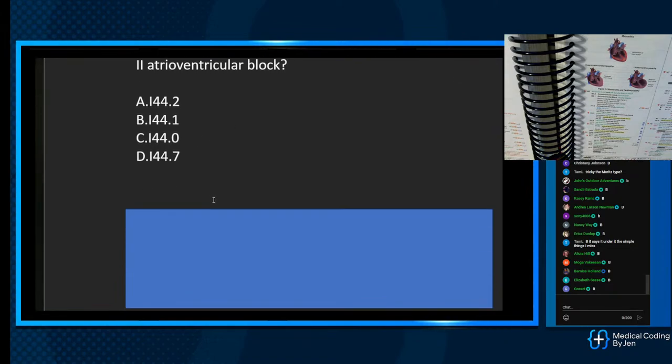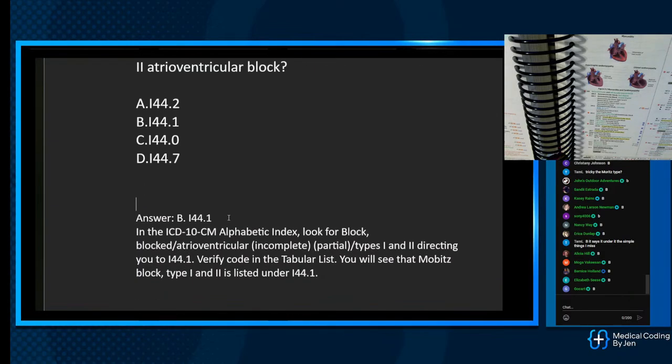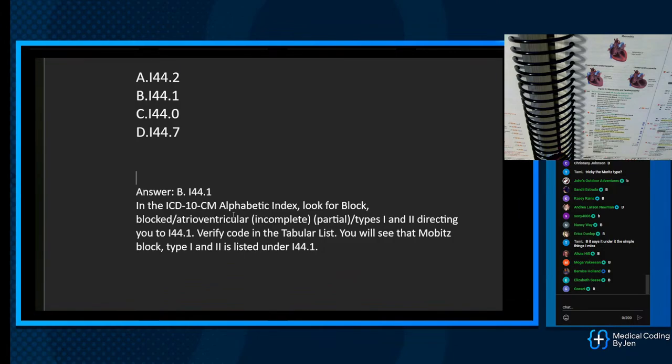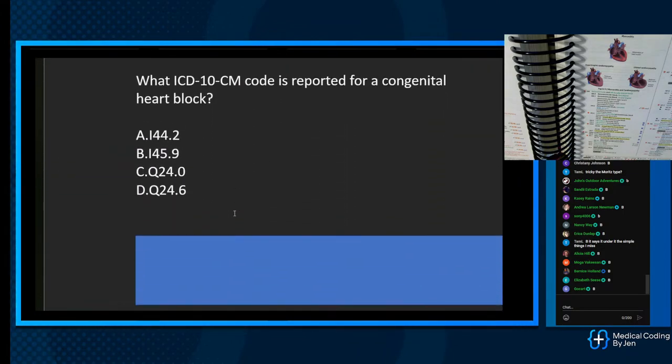Yep, I think this one's easier. We can at least decide on whether we're one or two here. Super, it's a lot easier. At least that one's more straightforward. Perfect. What about a congenital heart block?